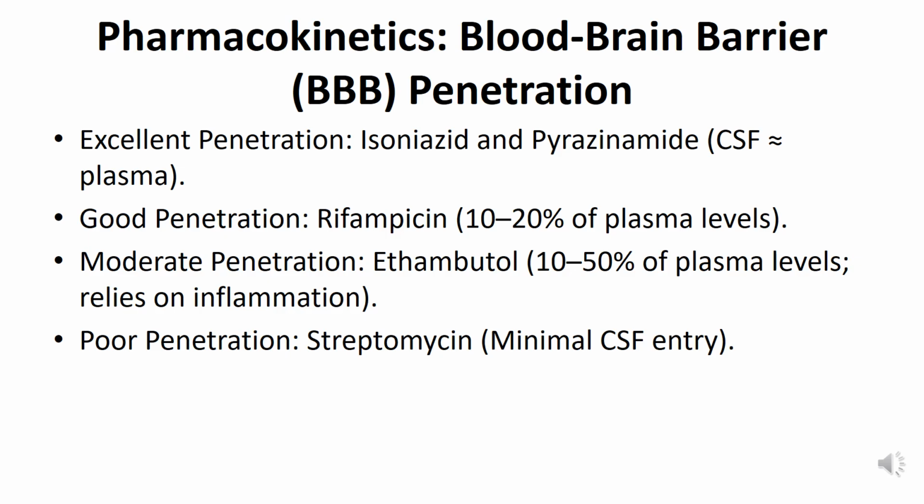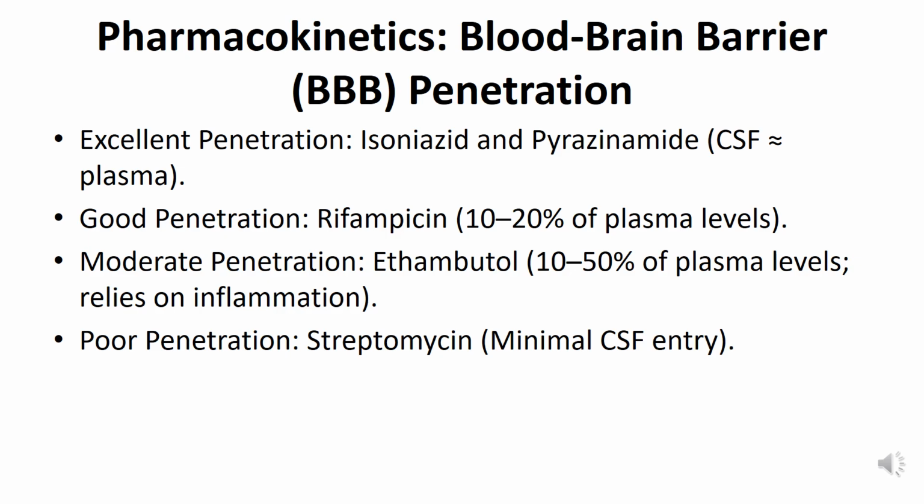Finally, let's discuss streptomycin. Unlike the other drugs we've mentioned, streptomycin has poor penetration into the central nervous system. Under normal circumstances, only minimal amounts enter the cerebrospinal fluid. Because of this limitation, its usefulness in treating CNS tuberculosis is significantly reduced compared with agents that achieve higher CNS concentrations.